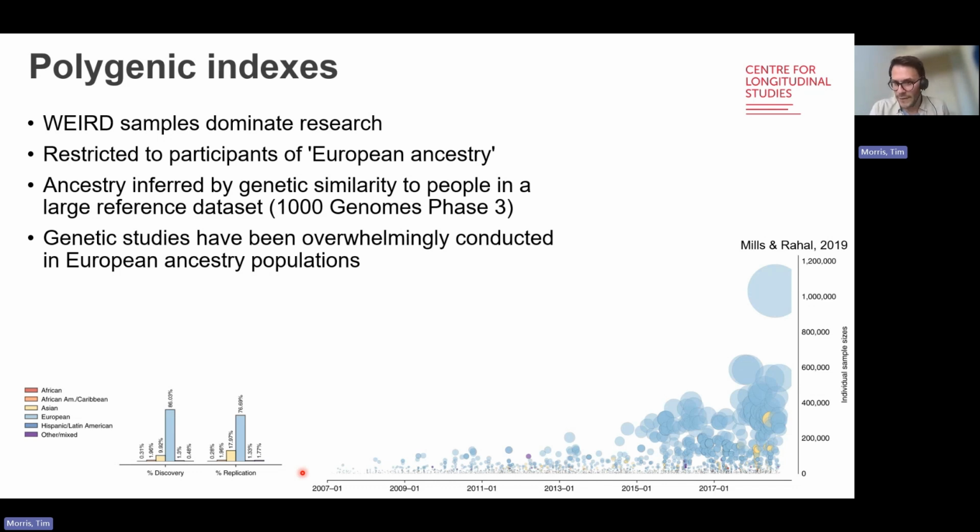What we have here is these circles represent sample size. And the colors map to this legend here. So you can see this kind of overwhelming array of blue dots, which corresponds to European ancestry individuals, and these two histograms here demonstrate the dominance of these people in these studies.